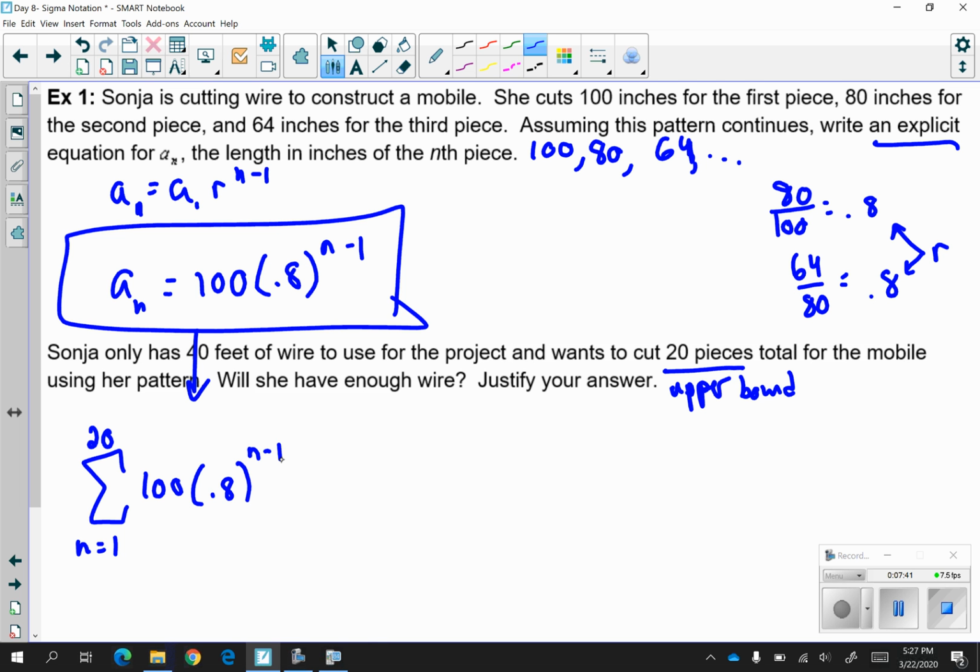Now, you're going to plug that in the calculator, just like we did before, using alpha window choice 2 summation. And when you do that, you should be getting 494.2353925 inches.